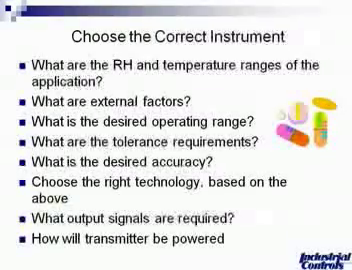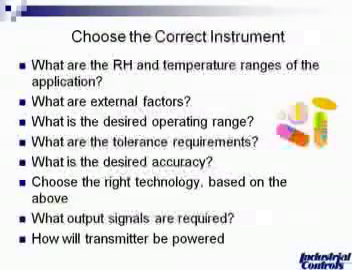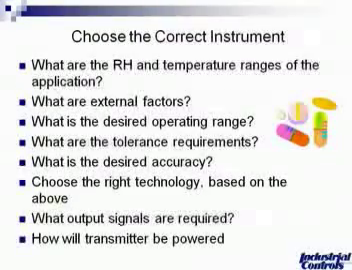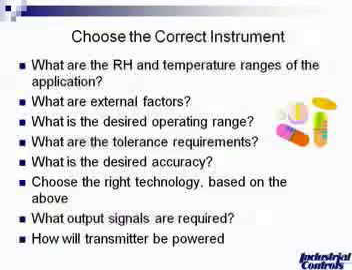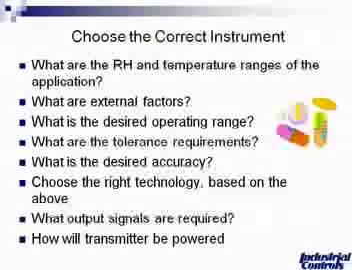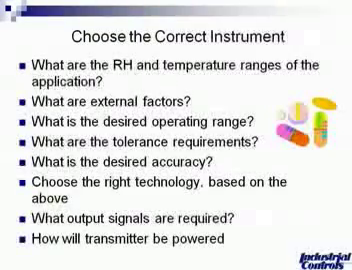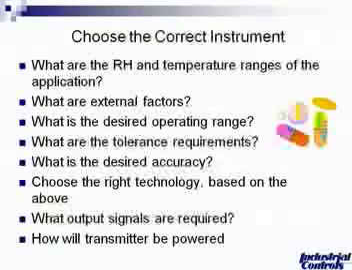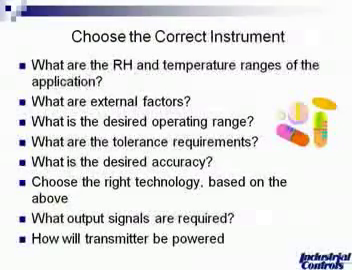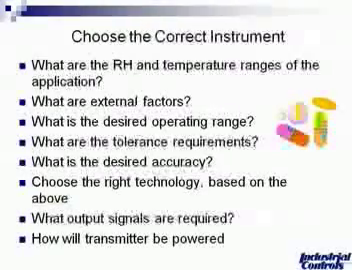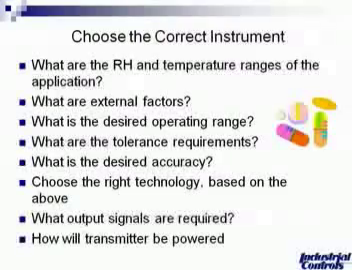And then choose the right technology. Do you need duct mounted? Do you need wall mounted? Do you need digital versus analog? Are you using resistive sensors versus capacitive sensors? What type of output signals? Again, analog versus digital. Do you need a display? These types of things need to be considered. And of course, how will you power the unit? Are you going to plug it into a 110 wall outlet, or do you have a low power option available?